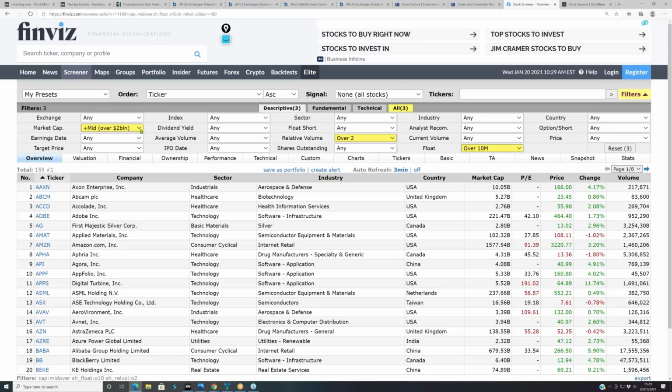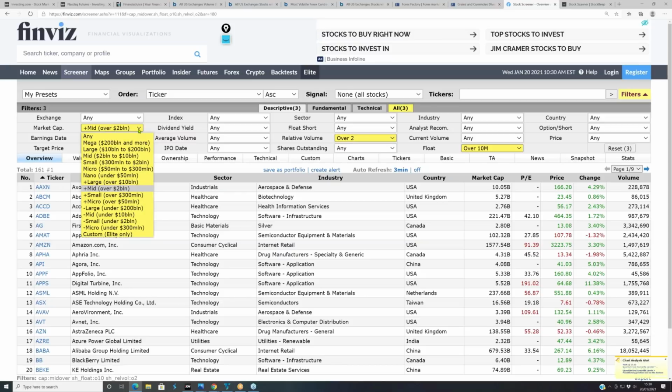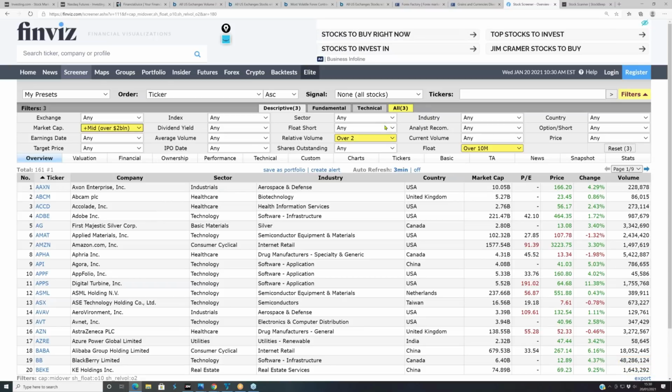You can see the search fields here. I've kept it very simple. I've looked at the size, the market cap of the stocks, because otherwise you could end up with thousands of them. I've actually got 10 billion to 200, and I've added the mid, which is over 2. What else have I added here? I haven't looked at the shorts at the moment.